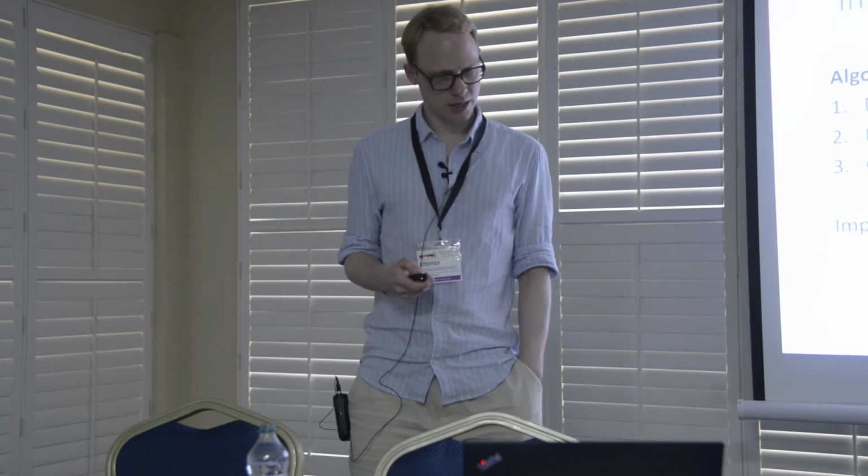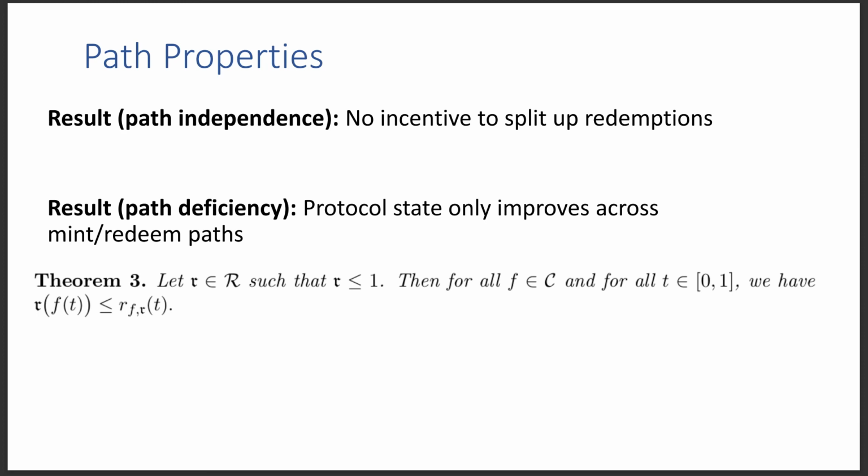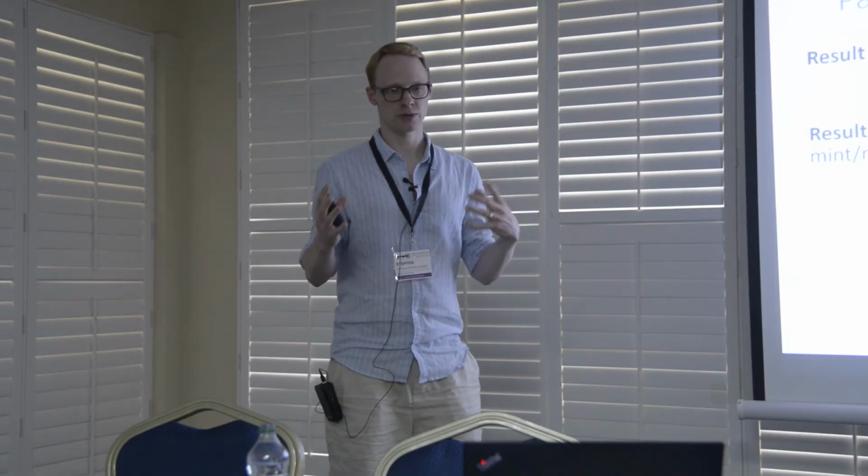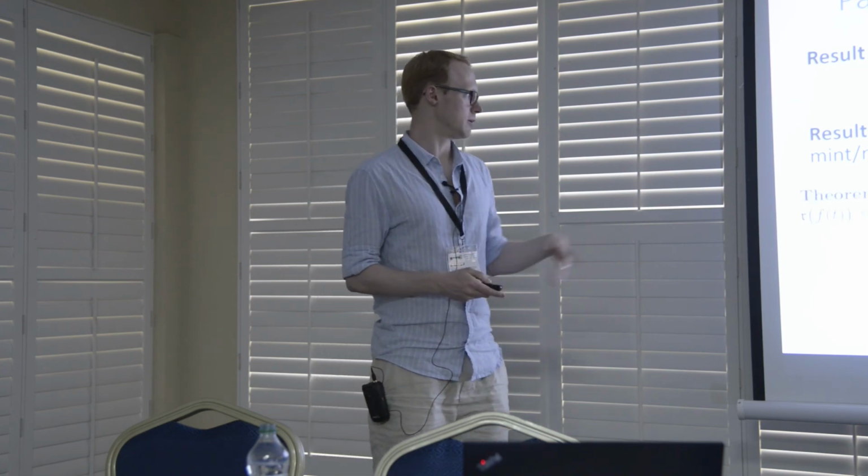I wanted to highlight quickly one property which is pretty nice about this. The first property that we basically get for free is path independence. If we have several redemptions, one after the other, that's the same as having one big redemption. And this just follows from the fact that we integrate over a price to compute that. And the other one is that if you have mint and redeem operations and you have some fee, then the protocol state only improves across such a path. And this is the way to formalize that.